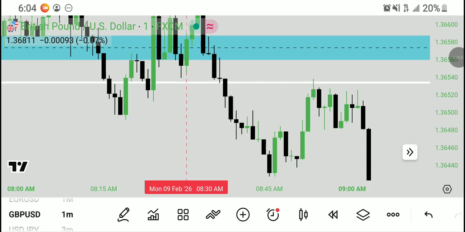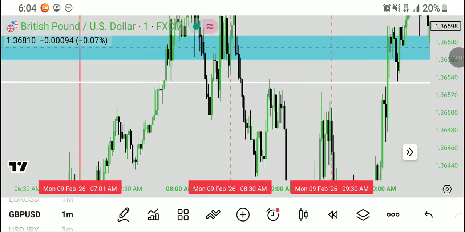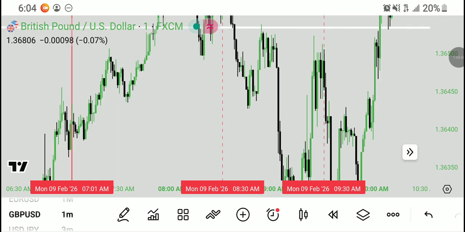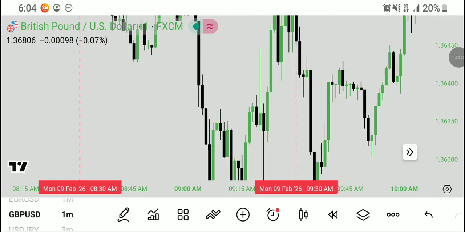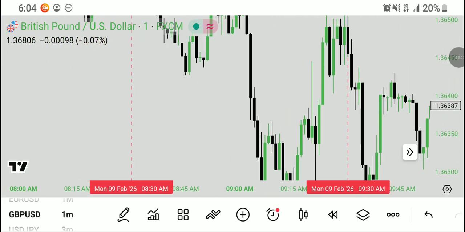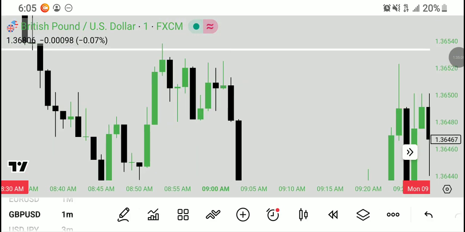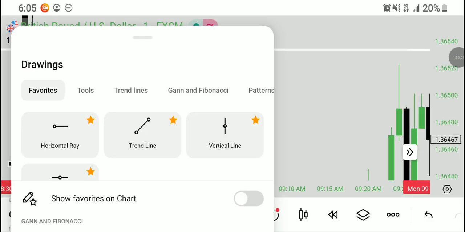From there to where I take my profit, you can see how beautiful it is. All the objectives I'm pointing out for you, you can see how the market keeps running.